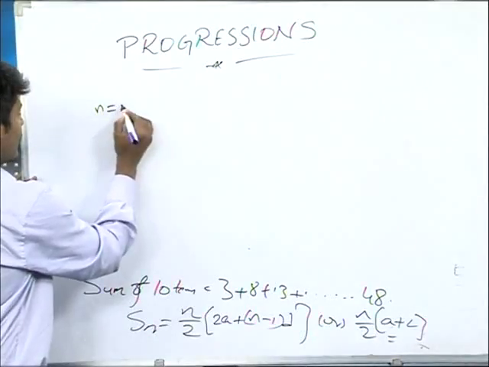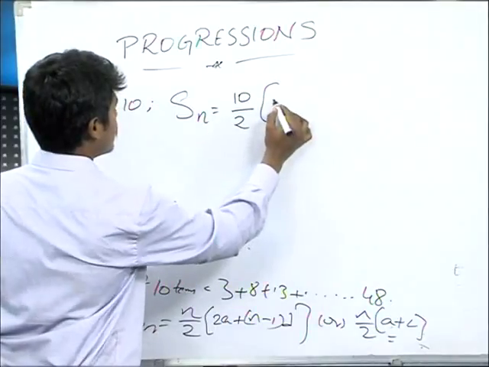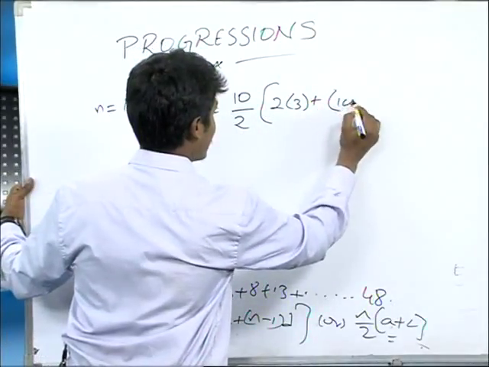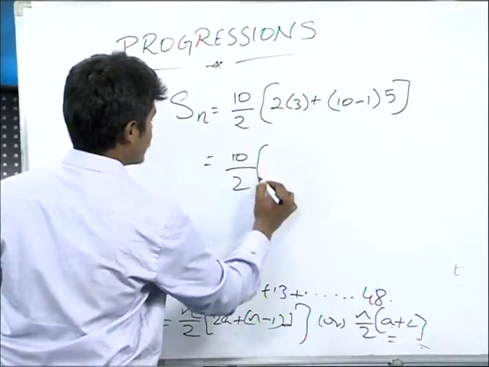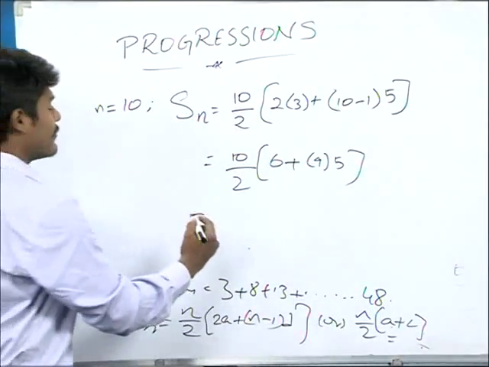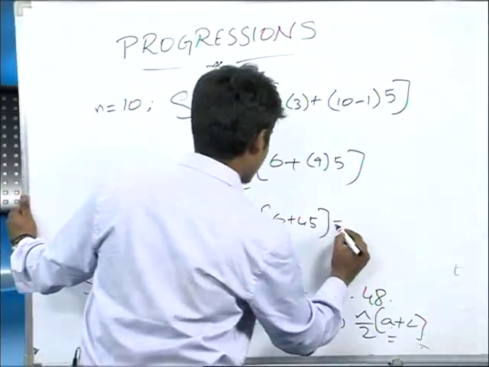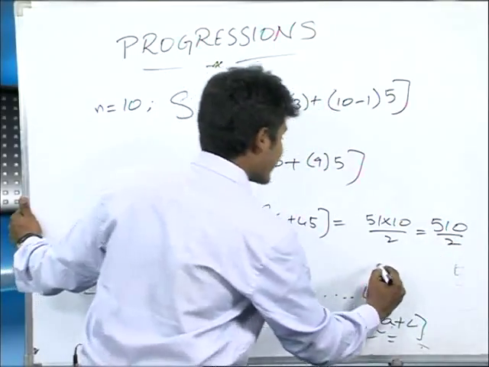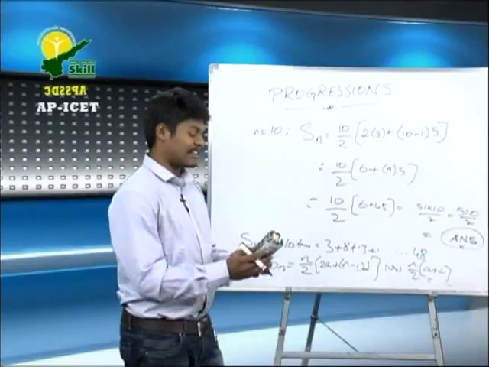n in this sum becomes 10, so sum of 10 terms is 10/2 × (2 times a, which is 3, plus (n − 1), which is 10 − 1, into d, which is 5). This becomes the sum 10/2 × (6 + 9 × 5). ఫర్దర్గా సింప్లిఫై చేద్దామండి: 10/2 × (6 + 45) = 51 × 10/2, which is 510/2. వీ కెన్ సాల్వ్ దిస్ టు గెట్ ద ఫైనల్ ఆన్సర్. ఆన్సర్ ఈజ్ 510/2. చూస్ ద బెస్ట్ ఆప్షన్ దట్స్ అవైలబుల్ నియరర్ టు ద 510/2.